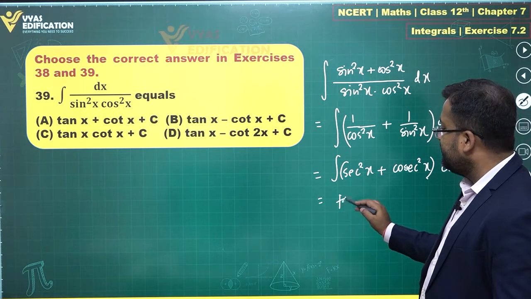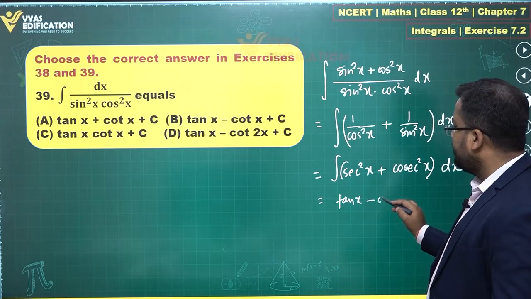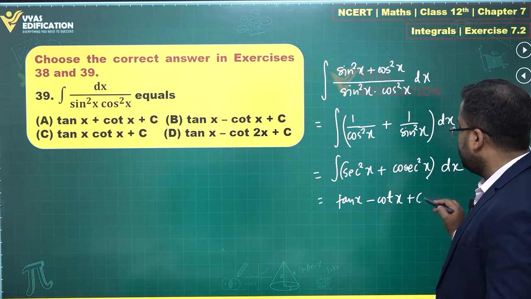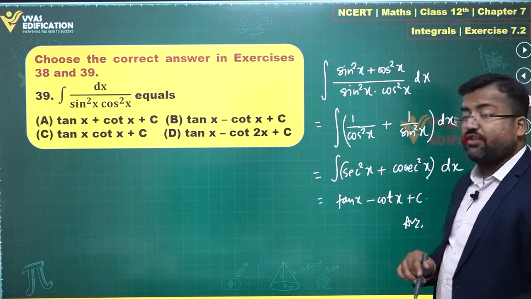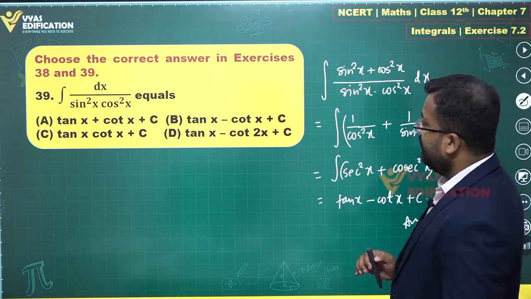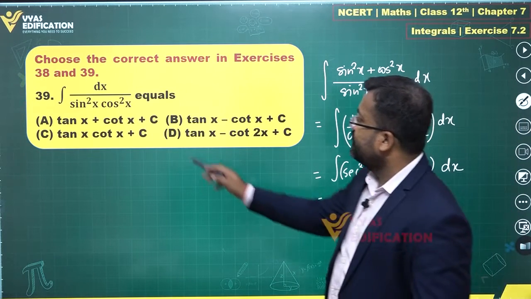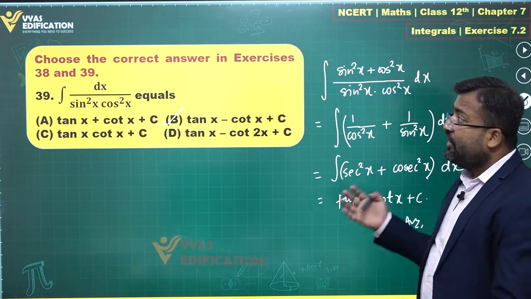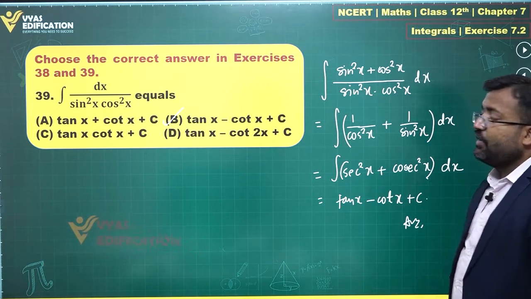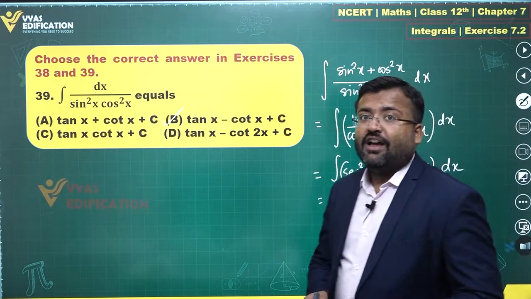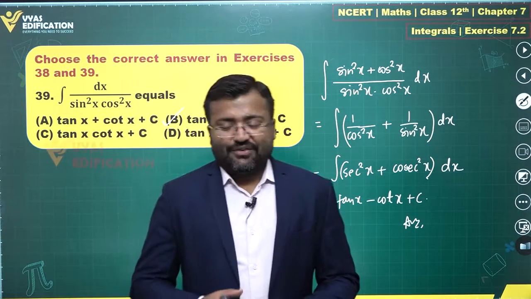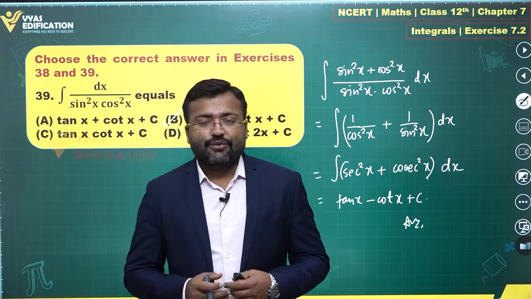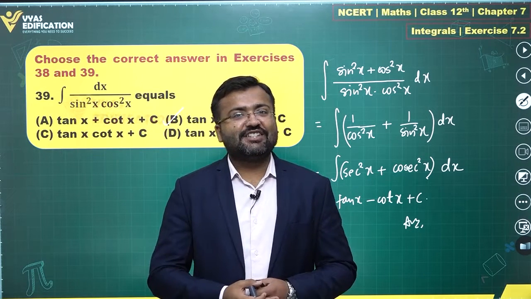Integral of sec square x is tan x. Integral of cosec square x is minus cot x plus constant. That is my required answer for this: tan x minus cot x plus c. And the correct answer, as you can see over here, is B, tan x minus cot x plus c. That's the correct answer for this question. And with this, we come to the conclusion of this exercise 7.2 from the chapter integrals. Till the next session, all the best.